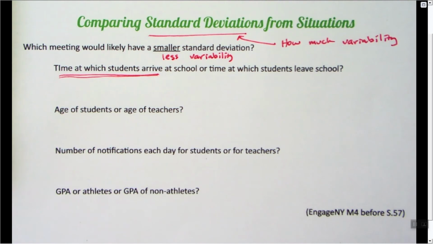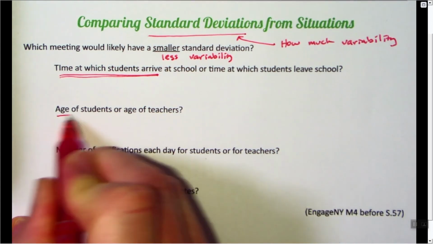Okay. Age of students or age of teachers. Which one has less variability? Students are usually high school students, between 14 and 18 or so is pretty common, whereas teachers' ages are maybe in their 30s to their 60s or 70s. So I would say there's less variability with the age of students.